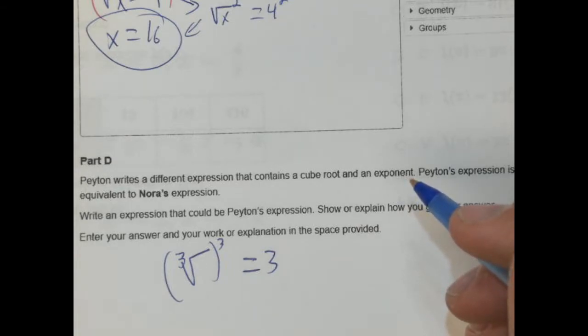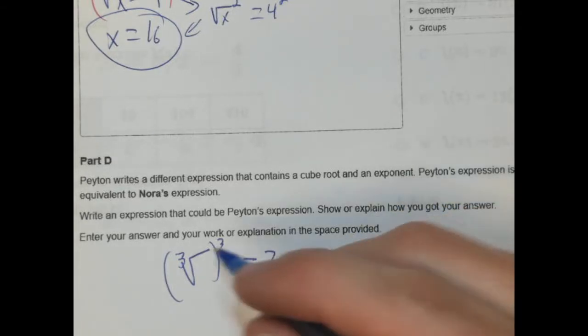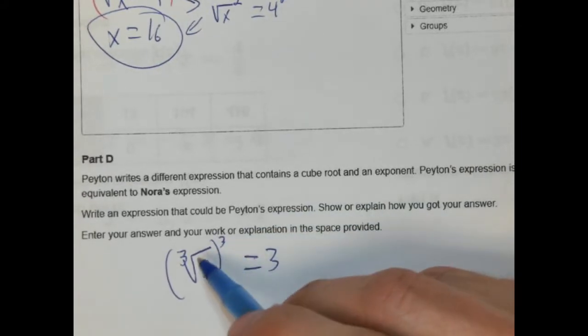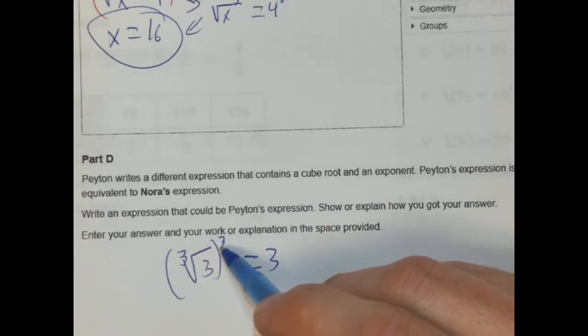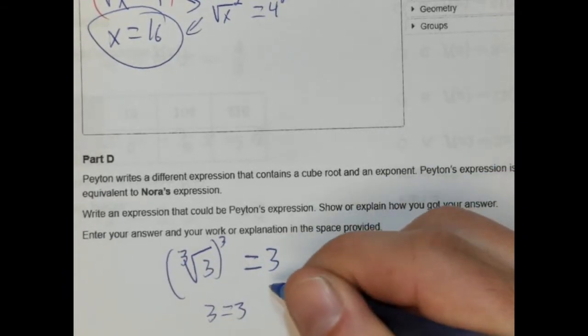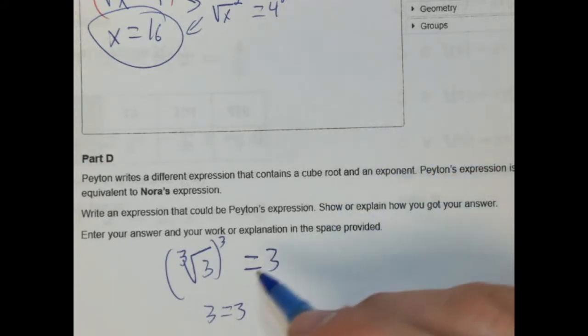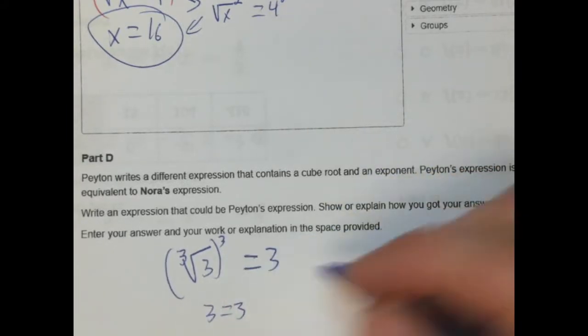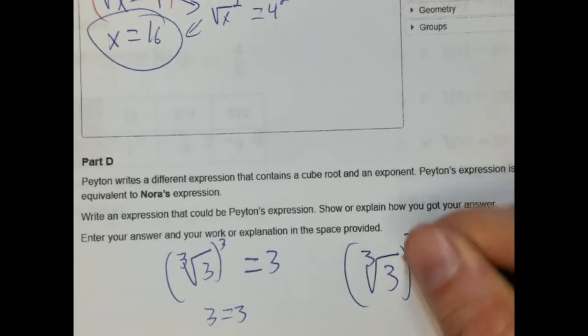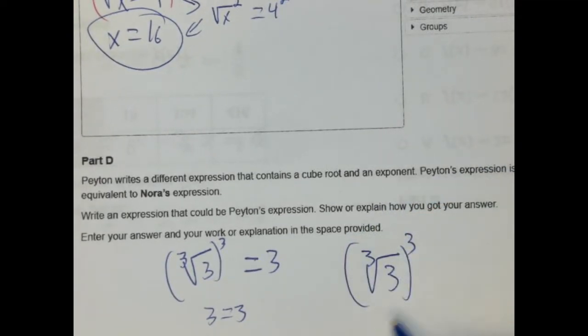So pretty straightforward. Because I want it to be equal to 3, the cube root of 3 cubed would just be 3. If I simplify this, it would be 3 equals 3. So that would actually fulfill the requirement. So the expression I'm going to write is the cube root of 3 raised to the third power. Because if I simplify that, I'm going to get 3, which is what I found in part A.